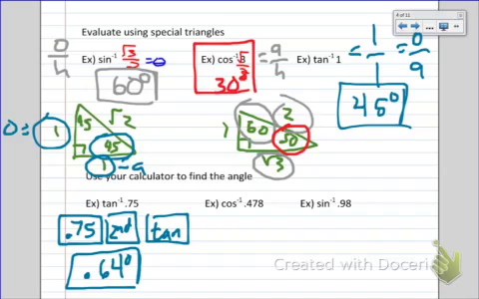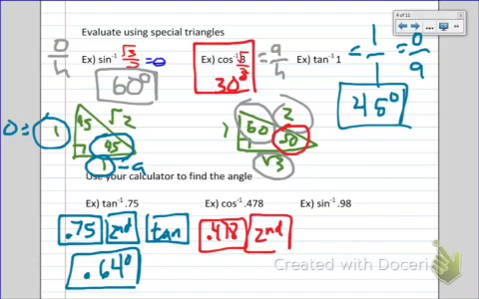Then I'm going to try the inverse cosine of 0.478. So I'm going to hit 0.478, second, and then the cosine button. That gives me 1.07. 1.07 degrees. Oh, here's my problem.